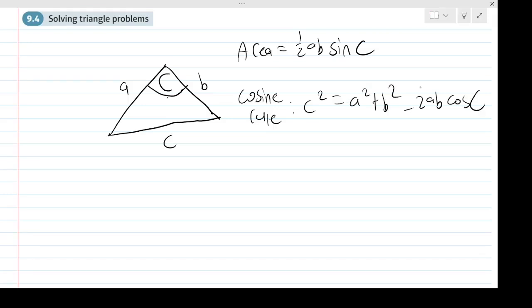Right, so the cosine rule is used in the case of three sides and an angle. And in particular, when you know two sides, in this case a and b, and the angle between them, and then obviously the other side as well. The cosine rule is for three sides and an angle, like in this instance.